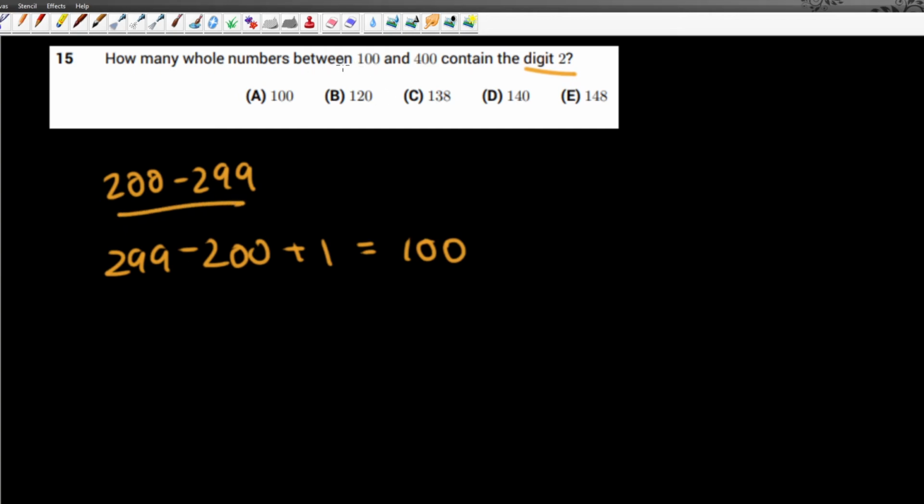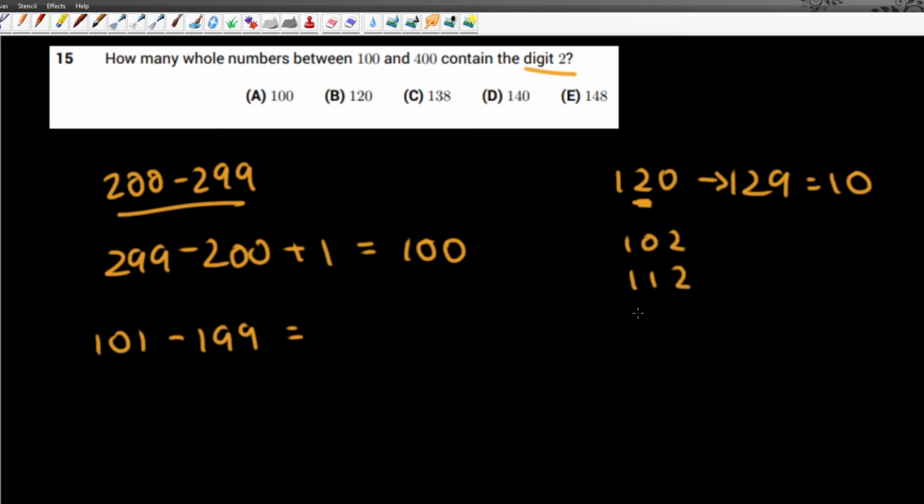So between 100 and 400, we start at 101 to, let's just say 199, because this is before 200. So we know that there is at least 10 numbers, because we have 120 that has the digit 2 in it. So every number from 120 to 129 has the digit 2, and so we know that this particular set is equal to 10. And then we also know that there's 102, 112, so we already included the 120 here, so we will skip that. So 132, 142, 152, 162, 172, 182, 192.